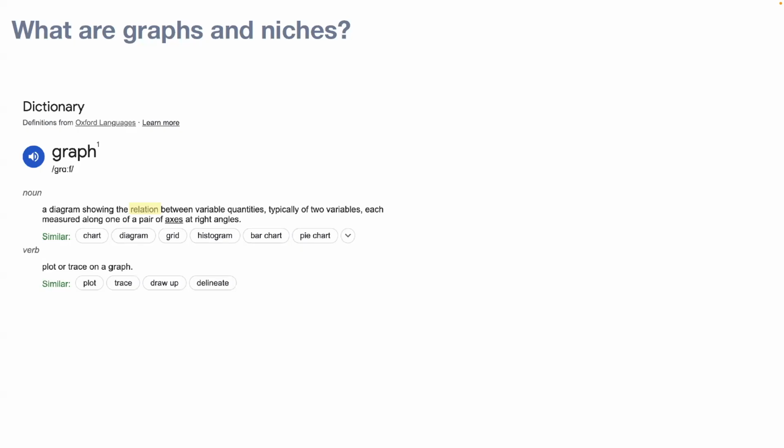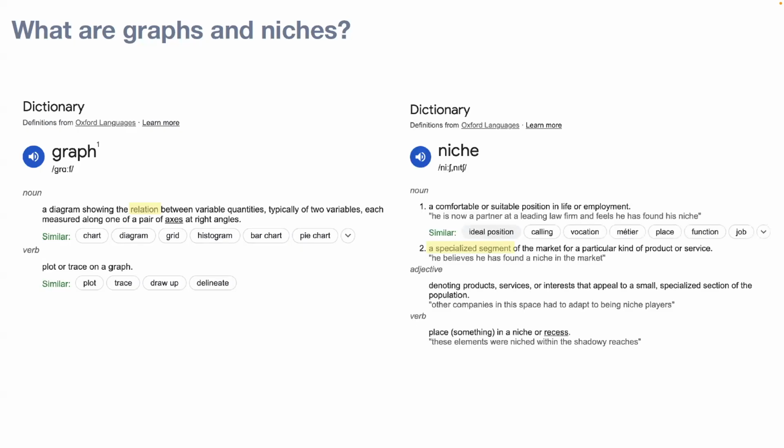Biology nicely always leverages some existing concepts, and the same holds for graphs and niches. If you look at the general definition of a graph and a niche, you can tell it's some sort of relationship and some sort of specialized segment that takes a special function. And in biology, we really leverage the same use case.